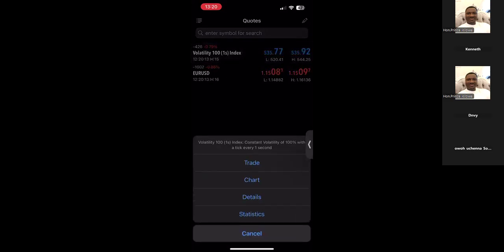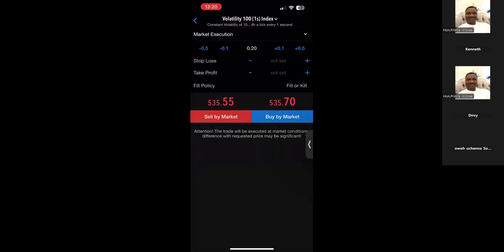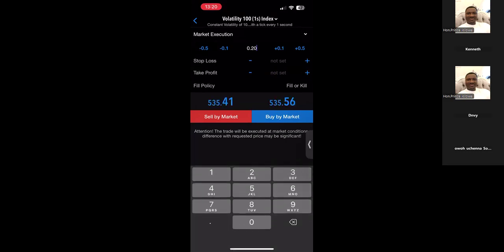So for you to put your stop, let me start with V100. Let's say you want to trade this market. Click on trade. Now, this is the lowest lot size for this V100. If you want to trade with a higher, better lot size than this, you put 40. Then you click buy or sell.